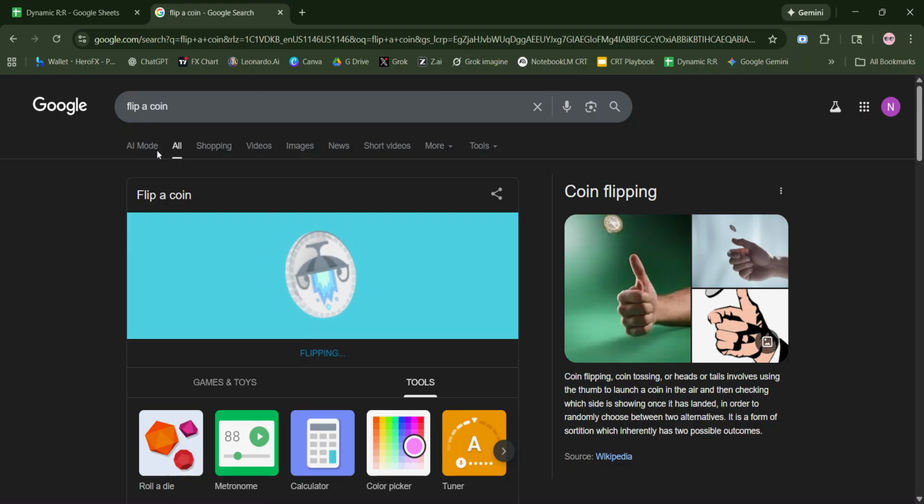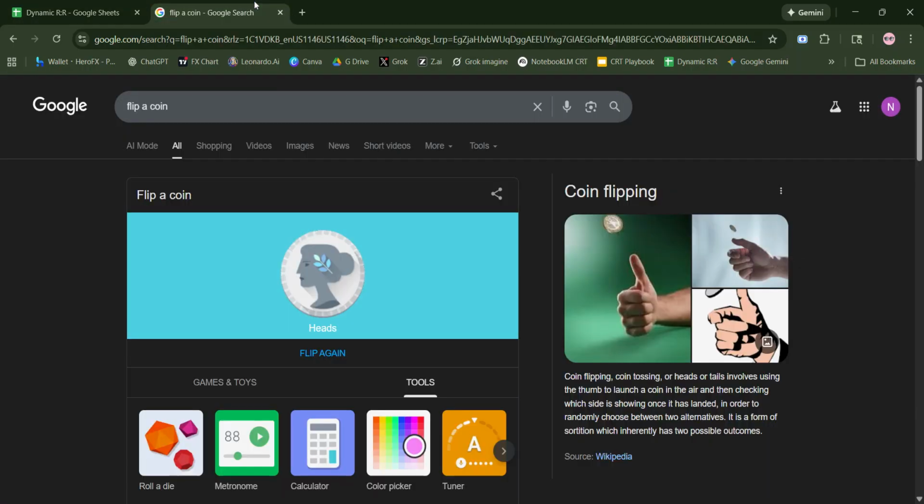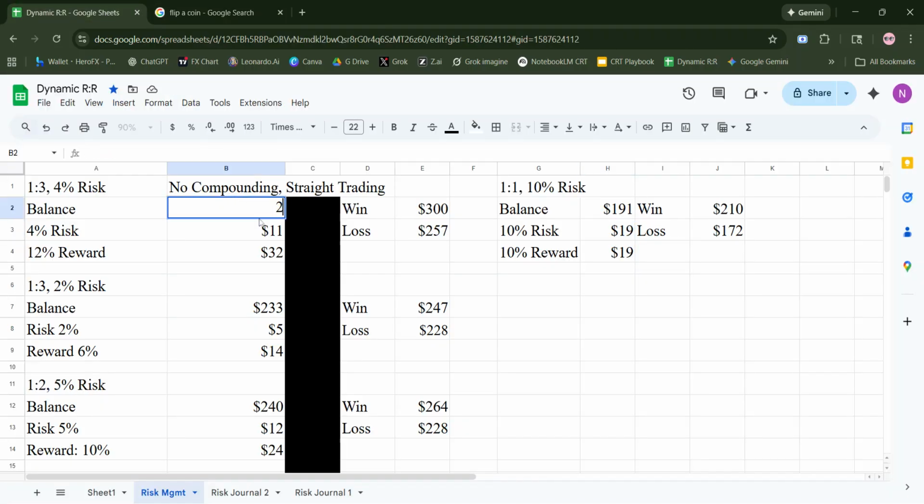Trade number 8. Another winner. Awesome. 268, 233, 240, 191. Trade number 9 is a loser. 257, 228 for this person, 228 for this trader, and 172 for the 1-to-1.